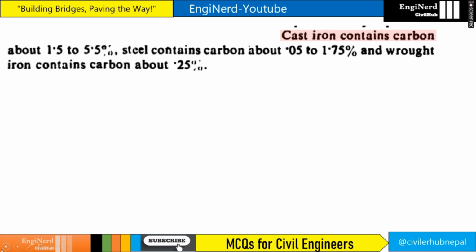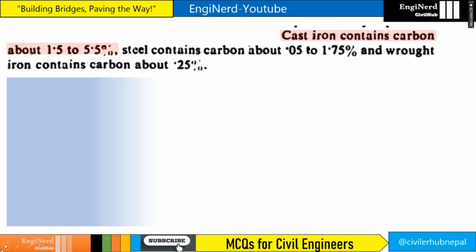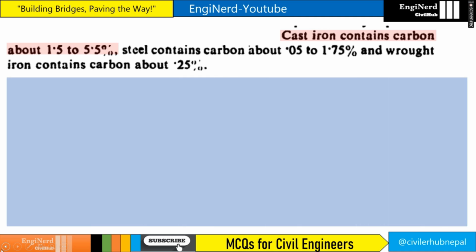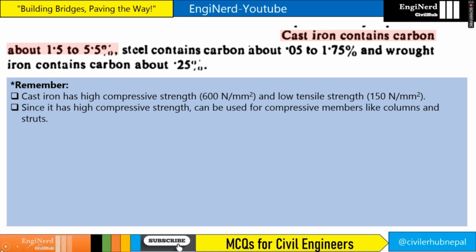Cast iron contains carbon approximately. If you see here, cast iron contains carbon about 1.5 to 5.5%. So what can be our answer? The first one, right? And steel contains about 0.05 to 1.75, and wrought iron contains about 0.25%. So what you need to remember in this particular topic is cast iron has high compressive strength, around 600 MPa, and low tensile strength, right, 150 MPa. Since it has high compressive strength, cast iron is used as compressive members like in columns and struts.